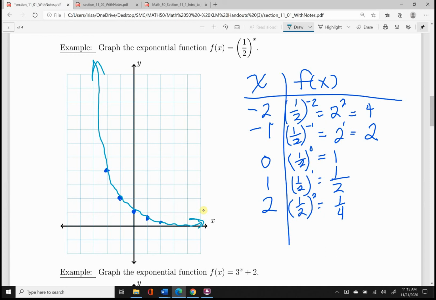So the output is essentially going as infinitely close to 0 as it can without actually ever touching the x-axis, so it never technically takes on a value of 0.